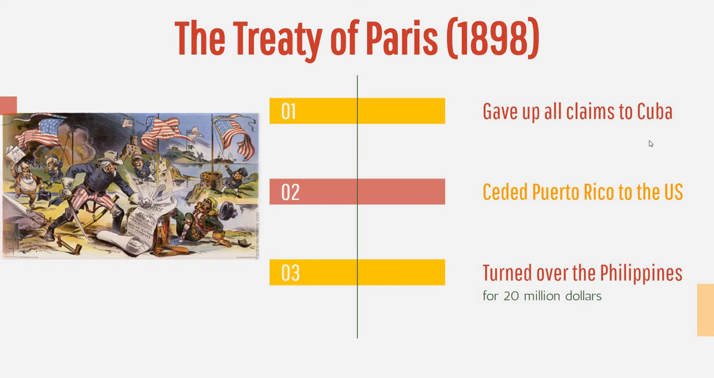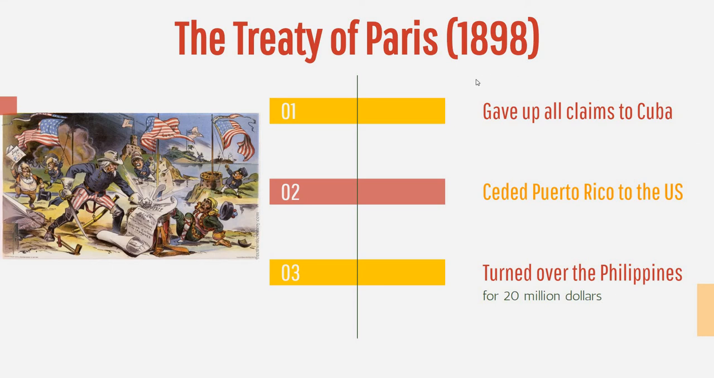So Spain gives all of their claims up to Cuba. They also cede Puerto Rico to the United States, which is kind of interesting. There was no fighting in Puerto Rico. That wasn't on the original list. And so the United States gets Puerto Rico, and then they also turn over the Philippines.